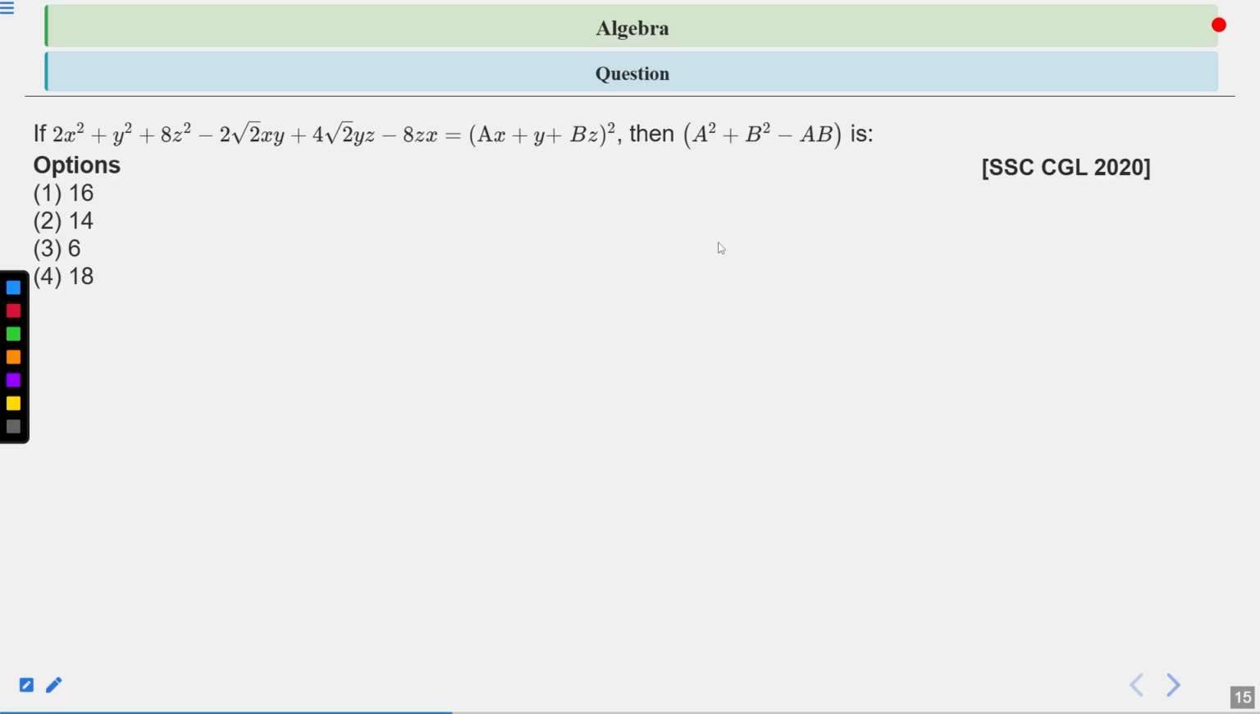If 2x square plus y square plus 8z square minus 2 root 2 xy plus 4 root 2 yz minus 8zx equals (ax plus y plus bz) whole square, then what is the value of a square plus b square minus ab? This question was asked in the SSC CGL exam 2020. There are 4 options of this question. First one is 16, second is 14, third one is 6 and fourth one is 18. Now you have 10 seconds to analyze the question. Your time starts now.